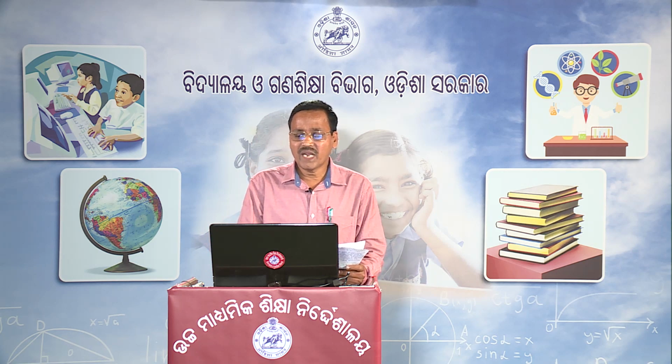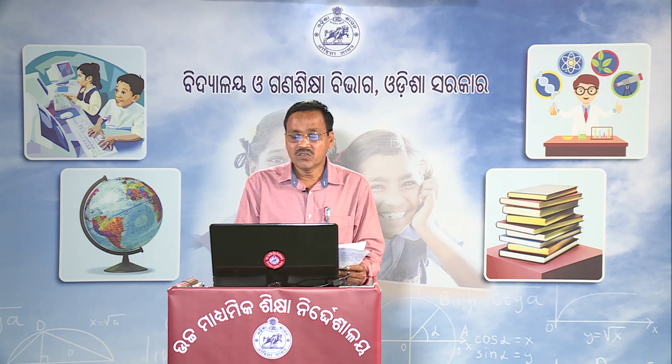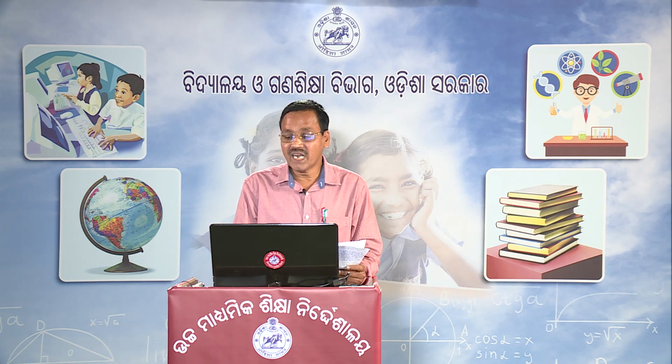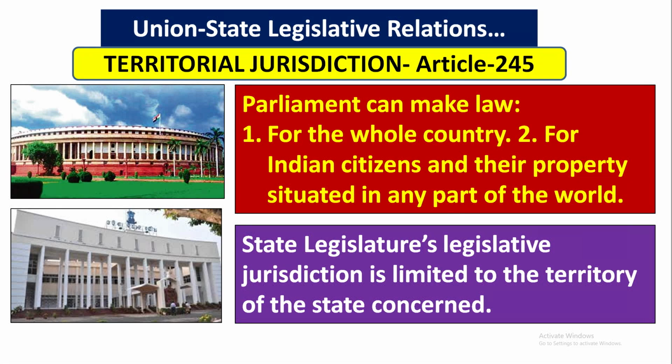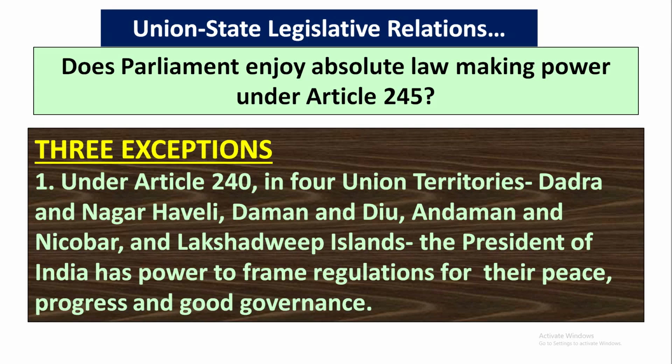So far as territorial jurisdiction is concerned, it is given in article 245. Parliament can make law for the whole country, for Indian citizens and their property situated in any part of the world. State legislatures' jurisdiction is limited to the territory of the state concerned. Besides that, there are certain exceptions. Does the Parliament enjoy absolute law making power under article 245? No, there are certain exceptions. For example, under article 240.